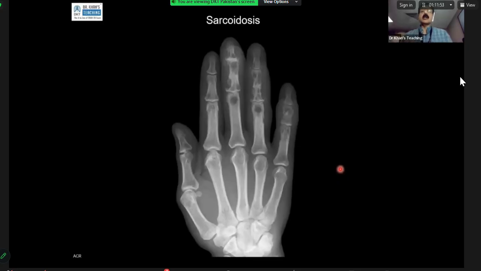Another case of sarcoidosis, and this one is multiple lesions in the bones in the hands.